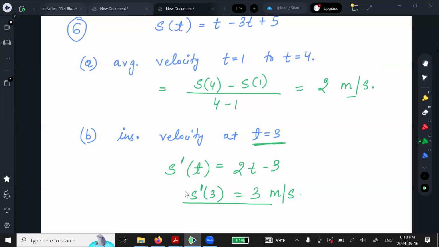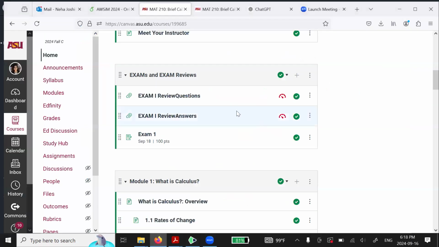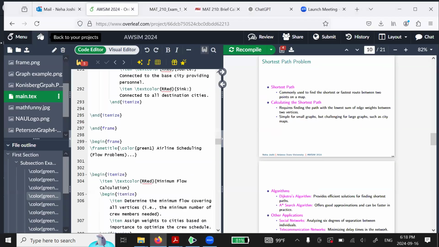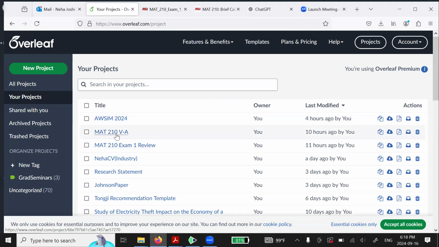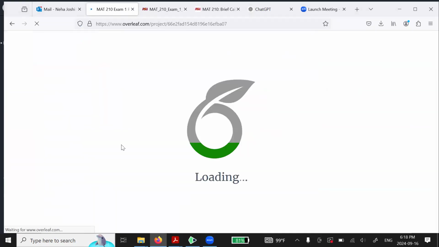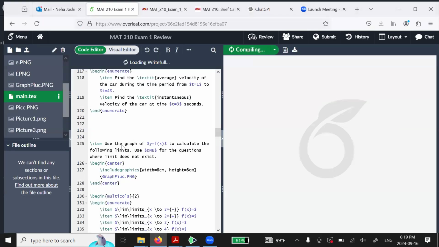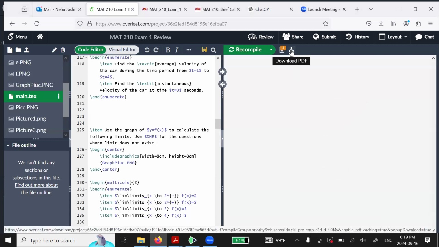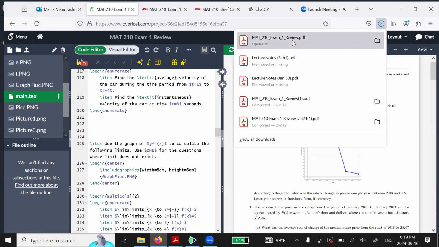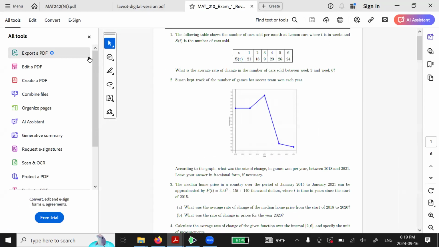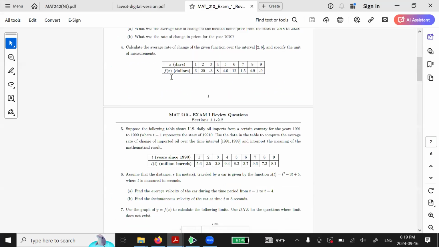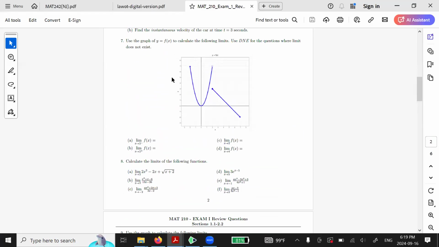Now, for the 7th question, I need to show you the graph. So, let's just download it, right? Why not? Hold on. Don't panic. Okay, there you go. I want to share this graph to solve this problem. Now, look at this graph.